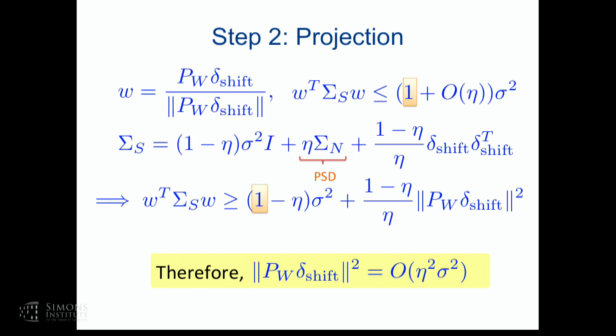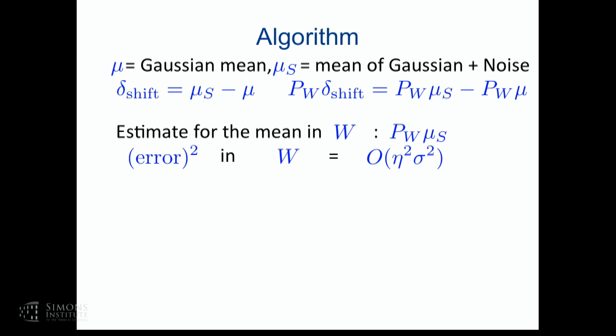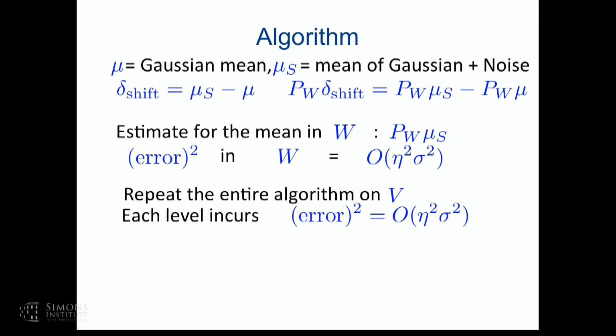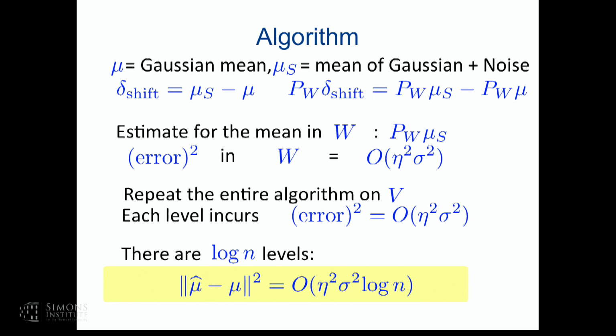So this is where we reduce the dimensional dependence. And where we get this square root log n is because we recurse this algorithm log n times. So each time we have an n over 2 dimensional space where there is no dimensional dependence, but we have to add log n of this. Combining that will give us eta squared sigma squared log n.